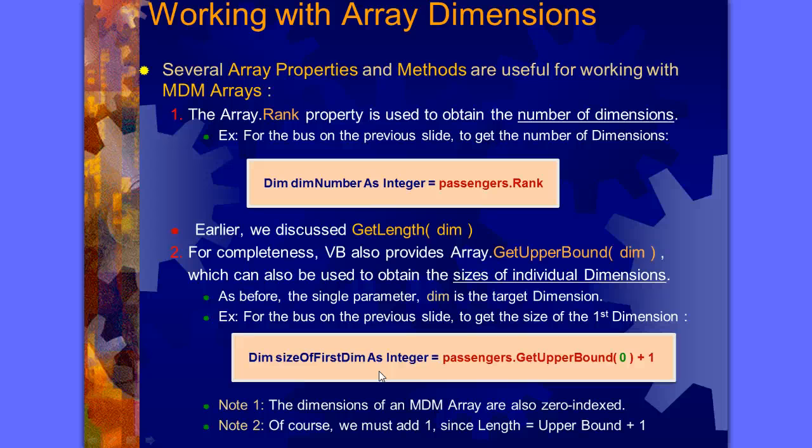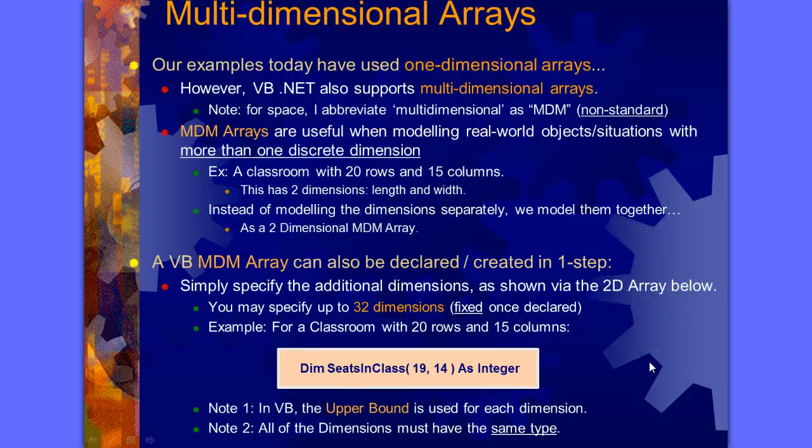if we said seatsInClass.GetUpperBound(0) plus 1, what that means is, kind of crazy, but 0 refers to the first dimension, 1 refers to the second dimension. We said we could have more dimensions, so 2 would refer to the third dimension. It's always 0 index, so it's always confusing. But anyway, 0 refers to the first dimension.